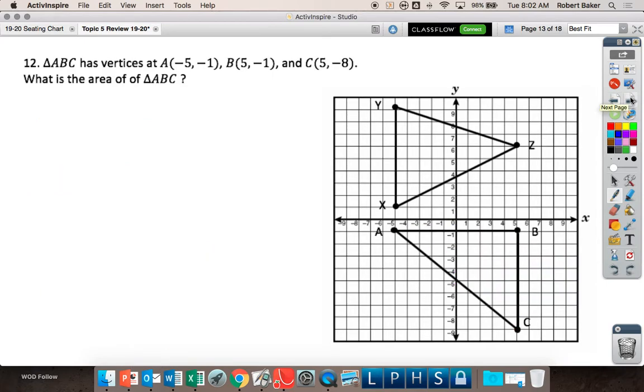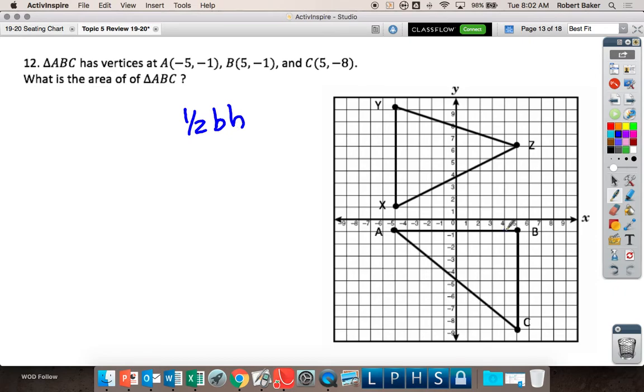Alright, ABC has vertices, and it asks what is the area of this triangle? So you need to use that formula, 1/2 times the base times the height. So you need two things. You need a base and a height.